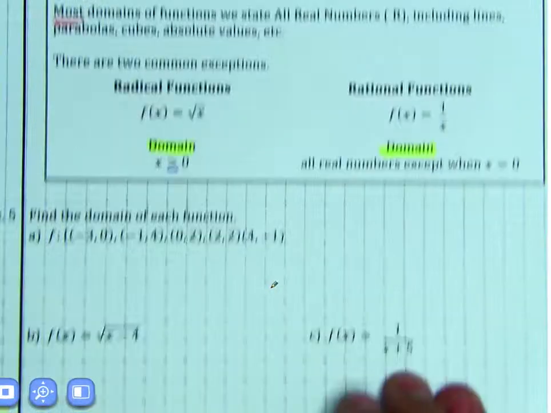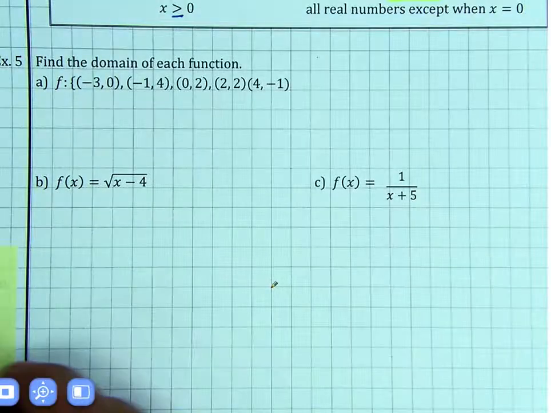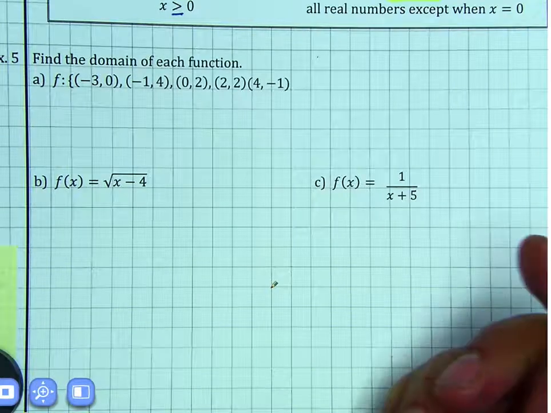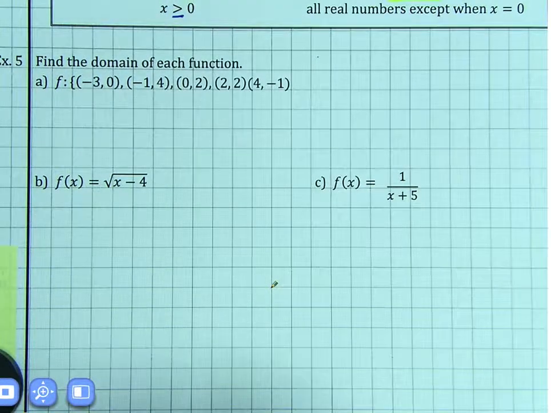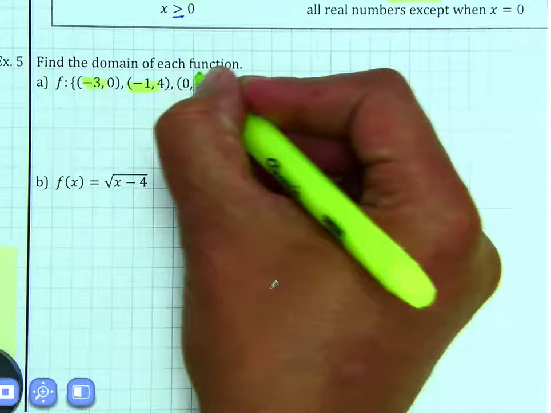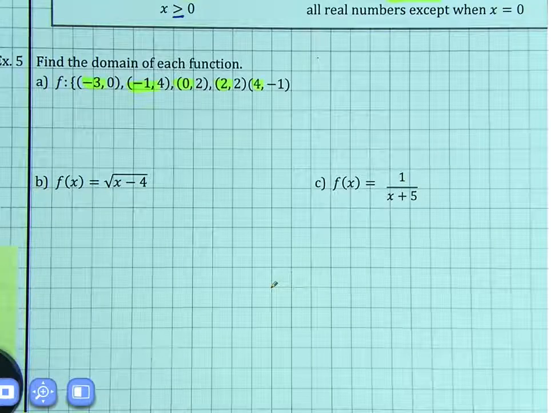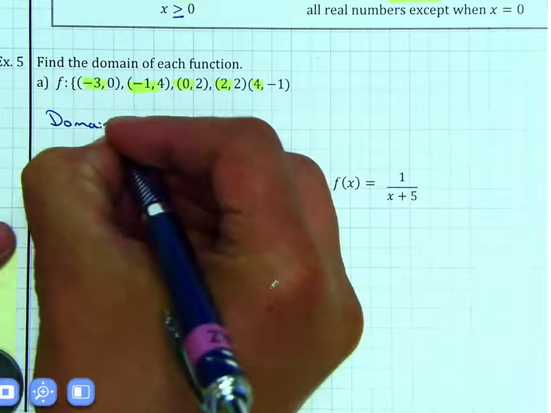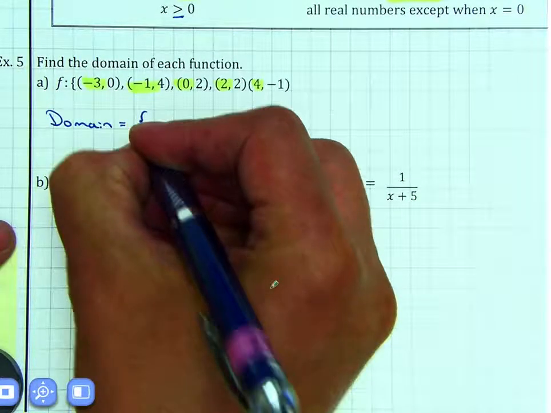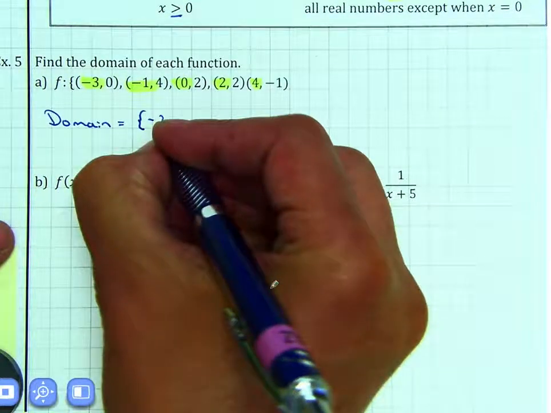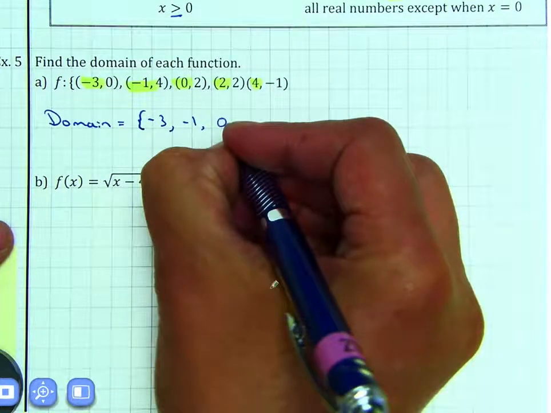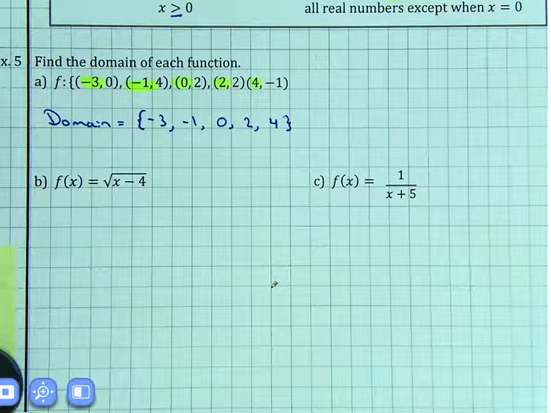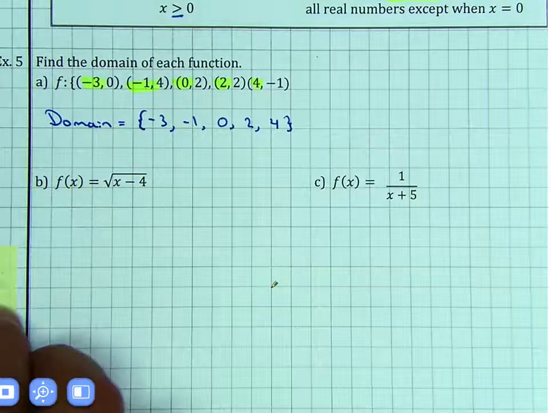So let's go through example number 5. Find the domain of each function. Now whenever they give you a set of points, your domain is your x values. So your domain, we're going to write it down as a set. These little braces will hold -3, comma, -1, comma, 0, comma, 2, comma, and 4. So whenever it's giving you a set of points, it's a very quick process. You saw that back in Algebra 1.